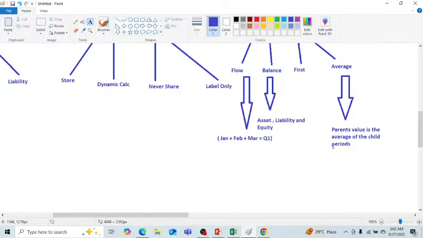So most of the time you will use flow for the income statement accounts, and balance, as we have already discussed, would be appropriate for the balance sheet accounts. This is a common point of confusion for new users, so get this one right. I've already mentioned the correct place for flow as well as balance. So now I think you know how we will use the flow and balance option as well as the first and average option.